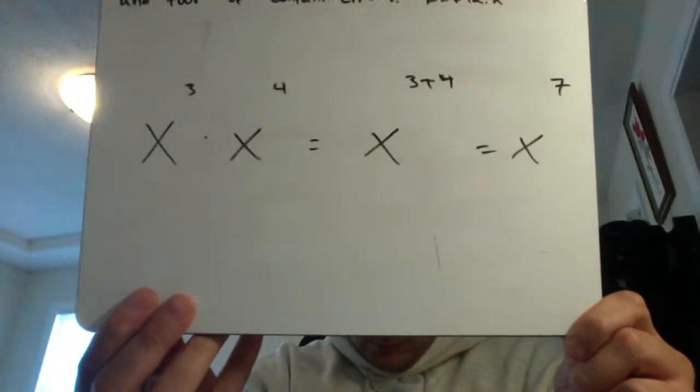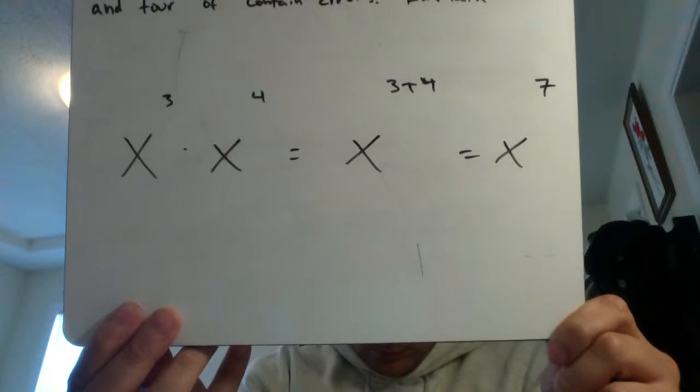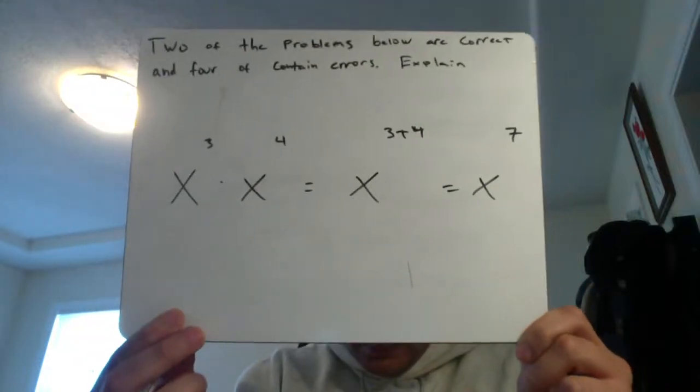Yeah, it is right. X to the 3rd times x to the 4th is the same thing as x to the 3 plus 4, which is x to the 7th. Don't forget your product rule.